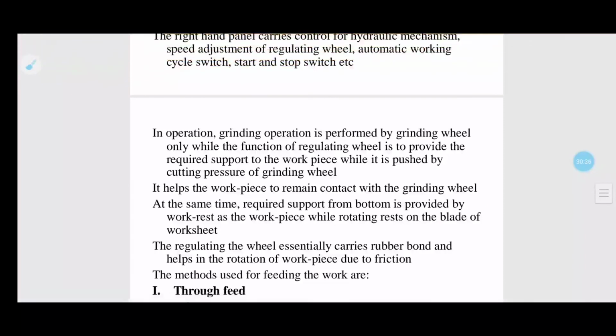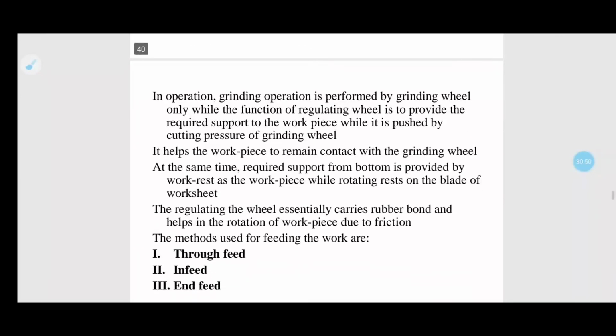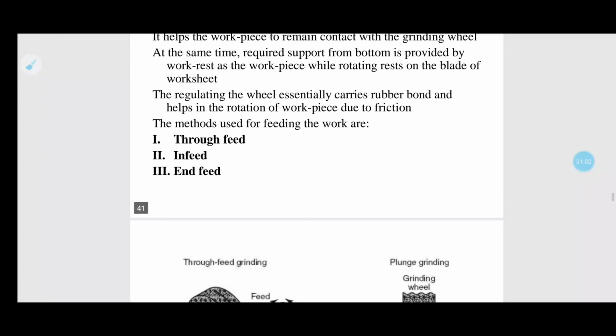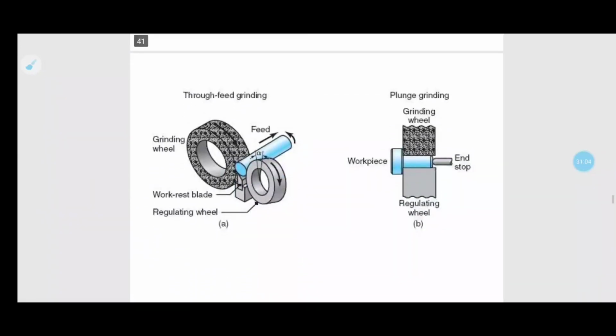In this operation, the grinding operation is performed by the grinding wheel only, while the function of the regulating wheel is to provide the required support to the workpiece while it is pushed by the cutting pressure of the grinding wheel. It helps the workpiece to remain in contact with the grinding wheel. At the same time, required support from the bottom is provided by the work rest.